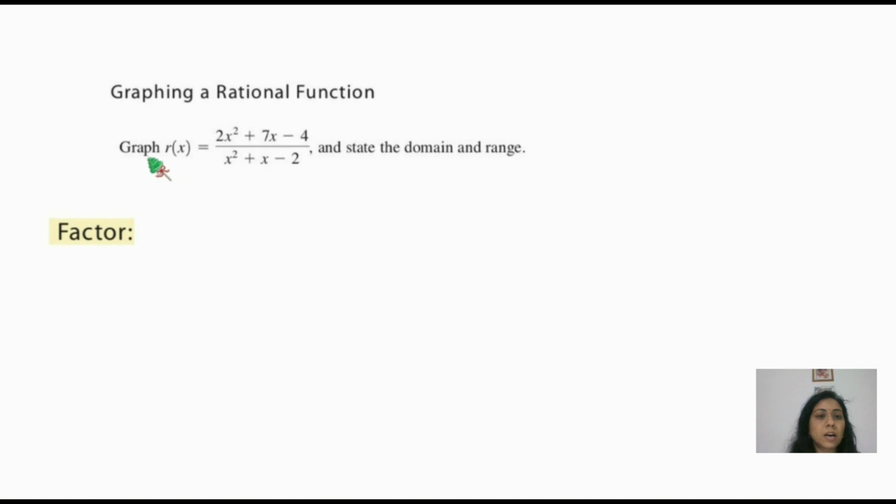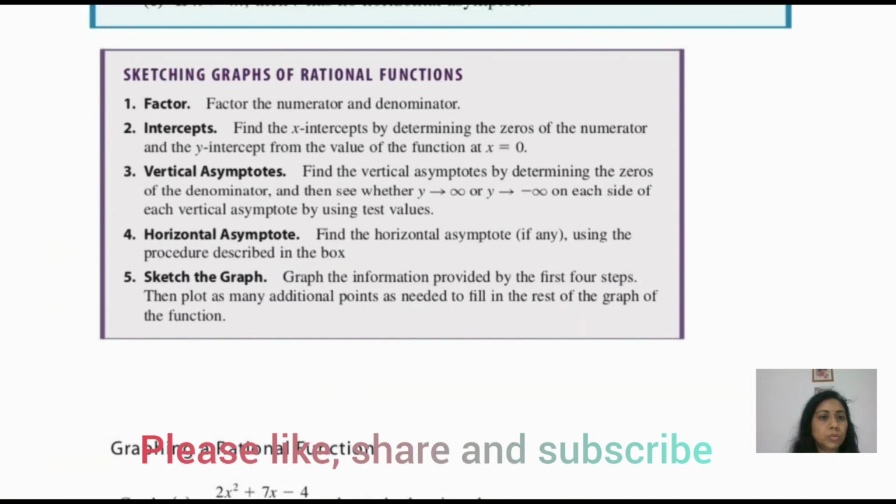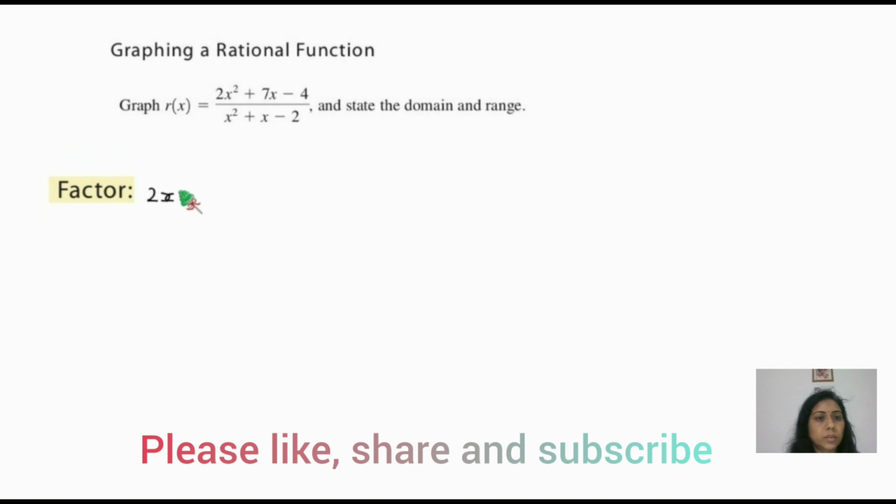Here is today's question: graph this rational function and find the domain and range. So for this one, we have to factor the numerator and denominator. So 2x square plus 7x minus 4. Here the x square coefficient is not 1, so we have to split the middle term and use this method.